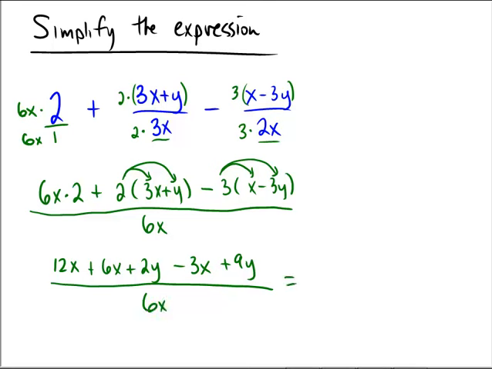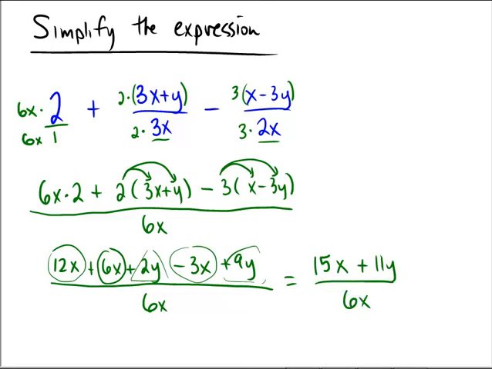Now we're just going to collect our like terms. So we have 12x plus 6x, oops, forgot the 6x right there, so let's get rid of this. 12 plus 6 is 18, minus 3 is 15, so I got 15x. Then we have plus 2y and plus 9y, so that's plus 11y. And that's over 6x. Nothing else nicely simplifies because 15, 11, and 6 are all relatively prime.